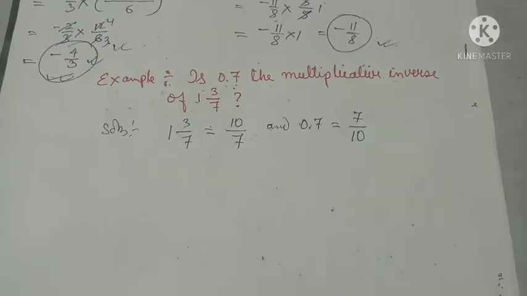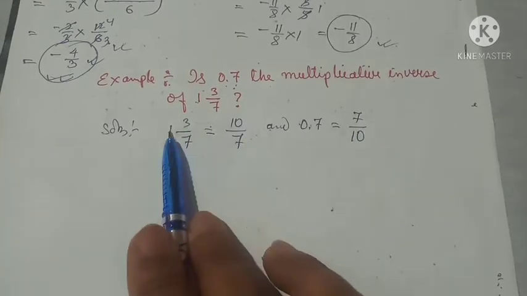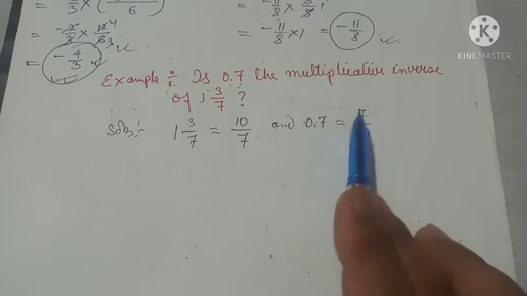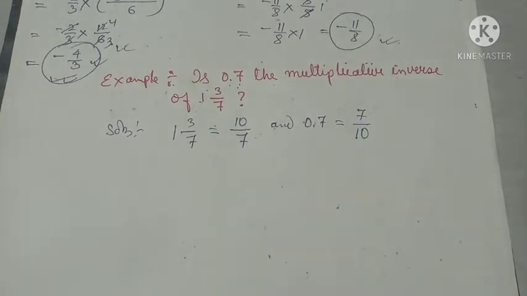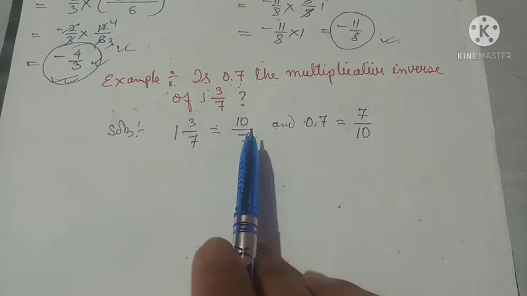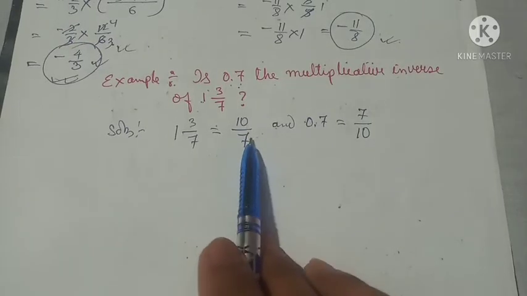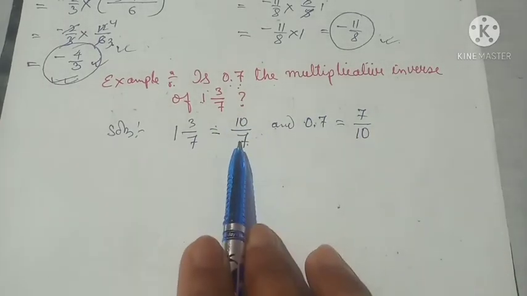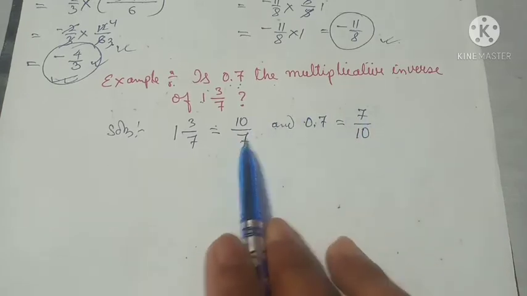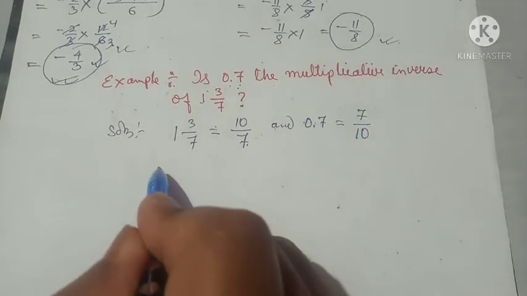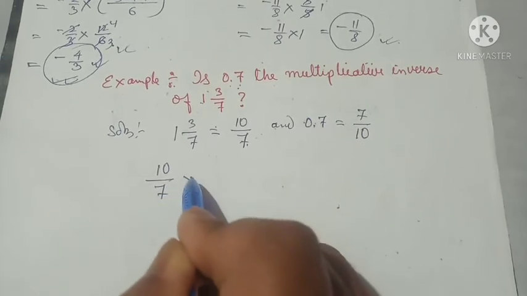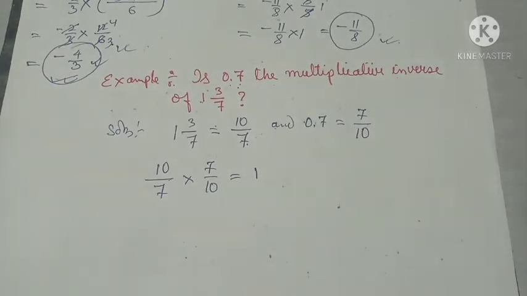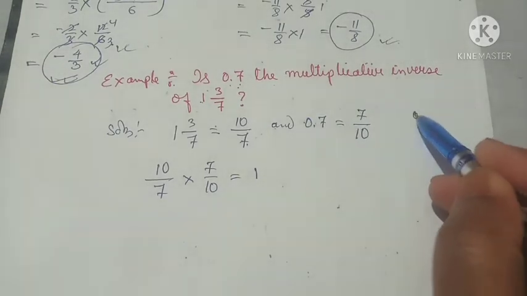Let's see whether 0.7 and 1 whole 3 by 7 are multiplicative inverses of each other. Here the reciprocal of 1 whole 3 by 7 is 10 by 7, and 0.7 is 7 by 10. Here is what the multiplicative inverse says: if two numbers are reciprocals, 10 by 7 and 7 by 10, and you multiply both, the answer will become 1.